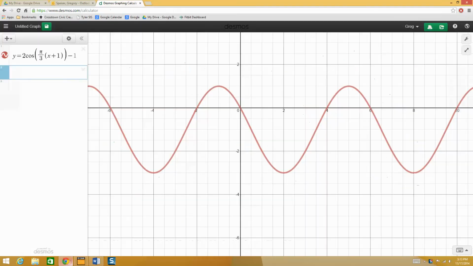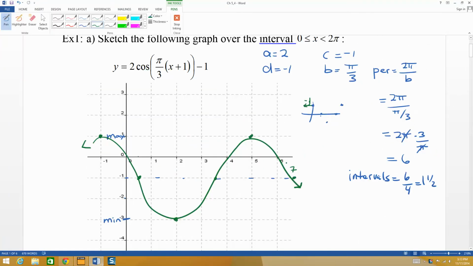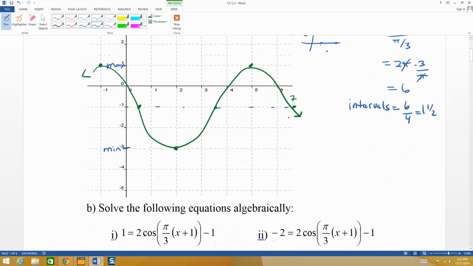So very similar to what I have here in Desmos, where in fact they show where it crosses the x-axis, and my drawing is not bad. It's just kind of out of luck because I didn't actually plot those points. So we have the graph over that interval. That part's done. So now let's go to part B.